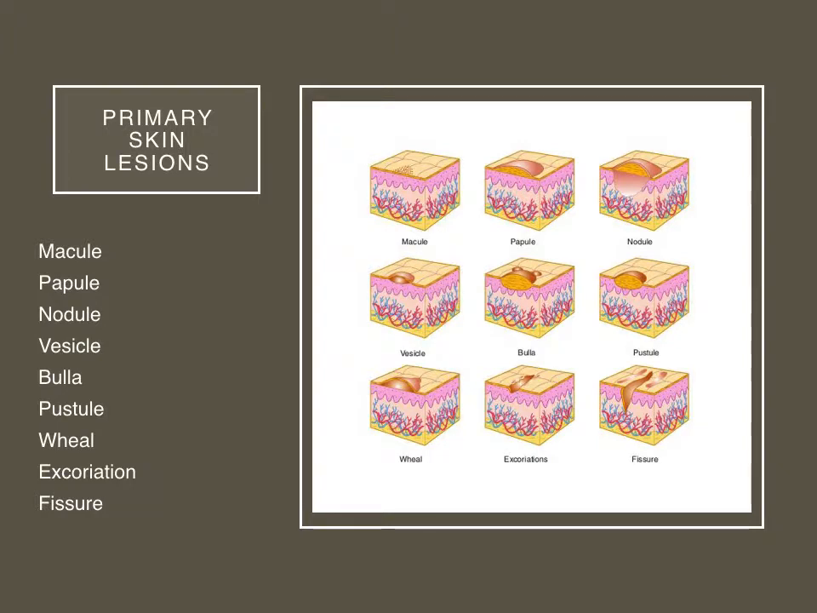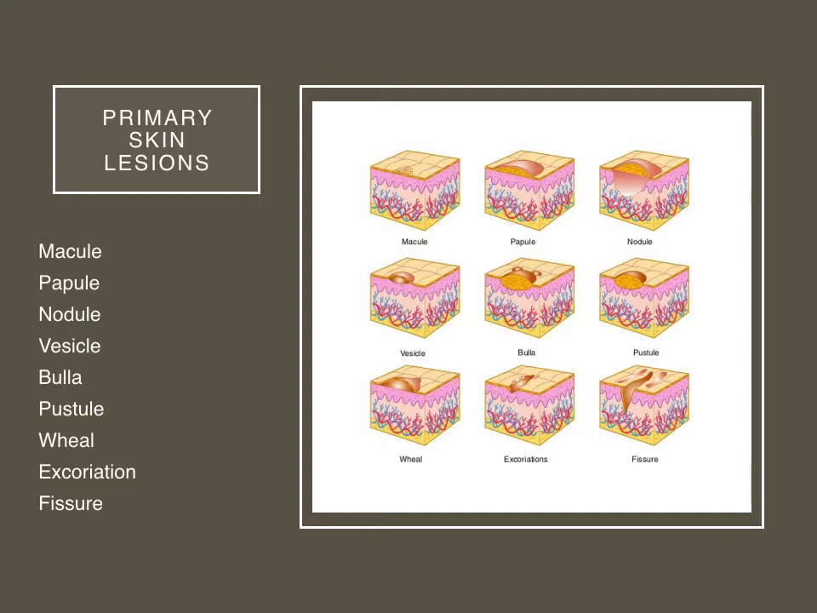Just a review of the different types of lesions that we can see. It's good to familiarize ourselves with the correct terminology for what we're looking at. A macule is a flat lesion. A papule is a raised lesion. A nodule is a raised lesion that's firmer because, as you can see in the slide, it's deeper into the layers of the skin.